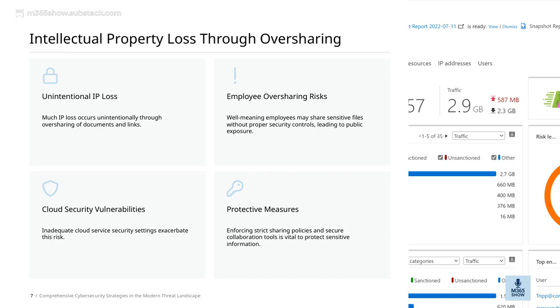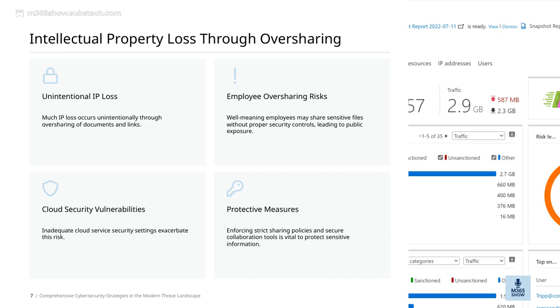Another point to consider is employee behavior. Well-meaning employees might share sensitive files or links without realizing the security risks involved. This unintentional oversharing can lead to public exposure of confidential information, which is a serious concern. Most importantly, much intellectual property loss actually happens unintentionally, simply because documents or links are shared too broadly or carelessly.